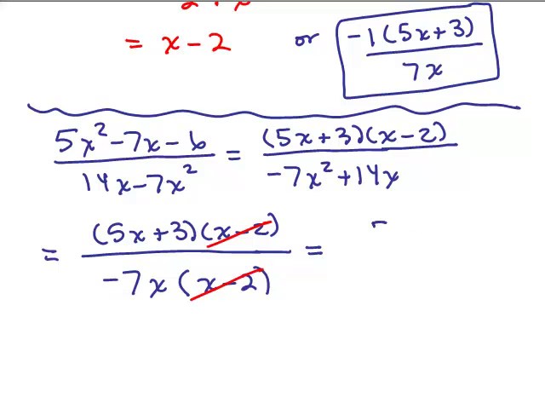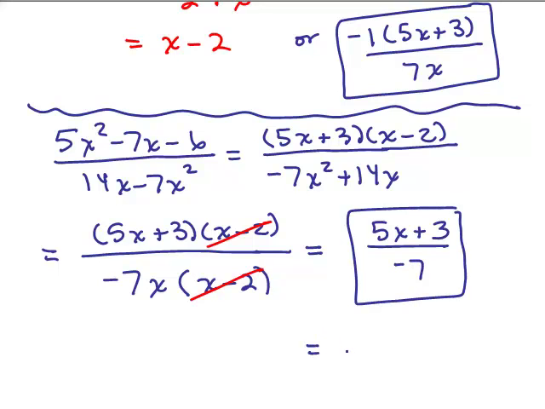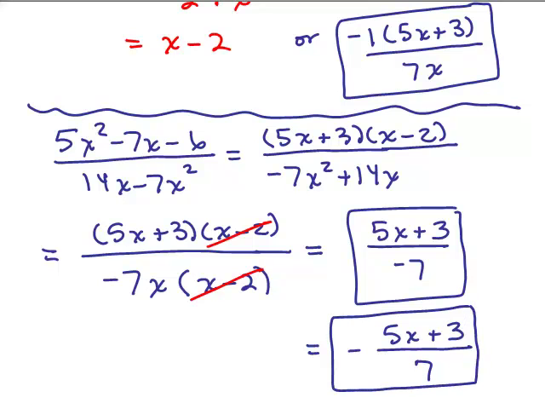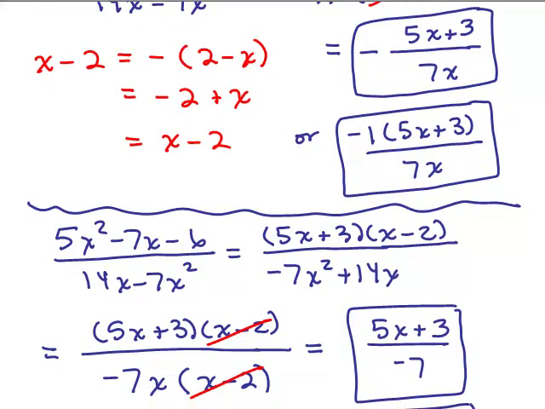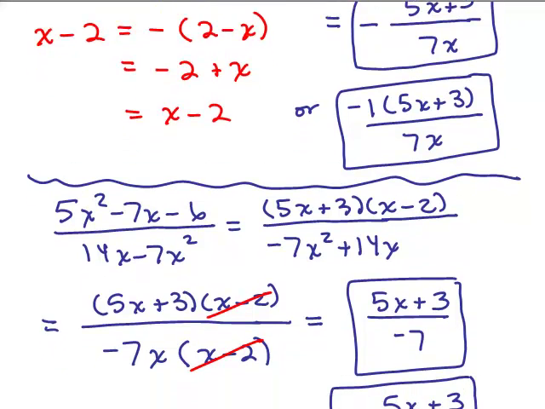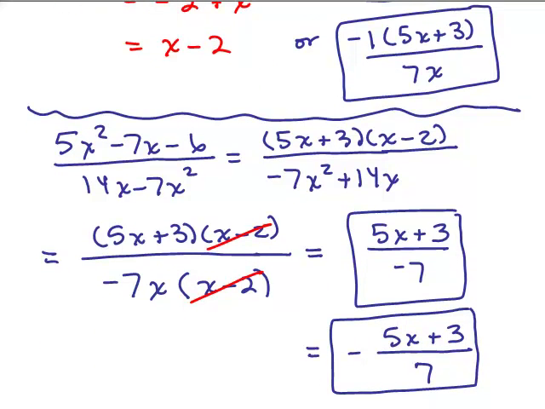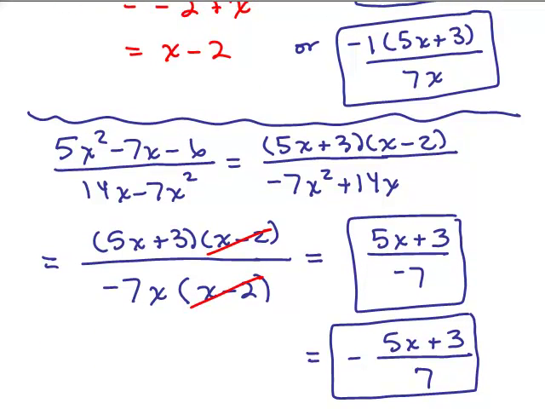Again, you could write it like you see right here, but it's more common to write the minus sign out in front of the fraction bar, which was how I wrote it the first way I showed it. So look up here. See the negative 5x plus 3 over 7x. So that's a more common way of writing it. Okay, that's number 1.